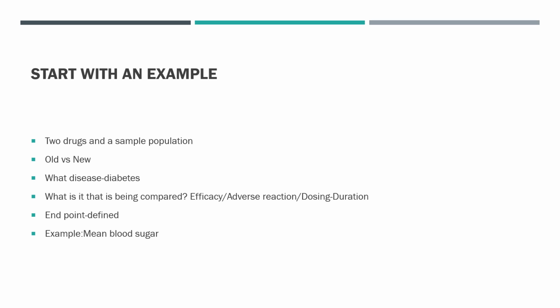So we have already set up an example. Two insulins, an older one and a newer one. You say the newer one is better, and you are trying to compare the mean blood sugar. With this example, we will try to go forward and discuss.